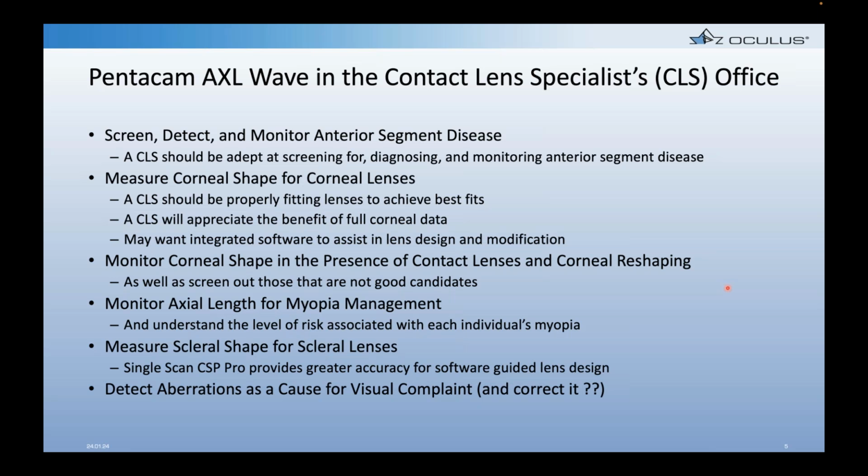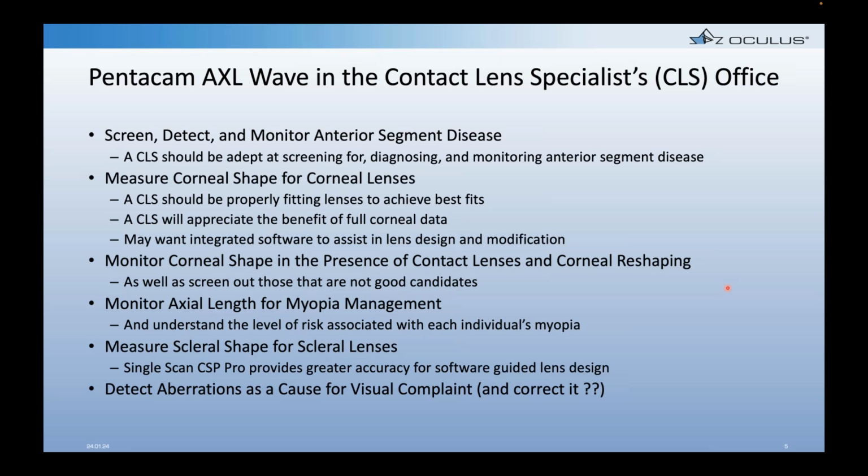Scleral topography has been around for a while now, and the traditional Pentacam units have had the CSP software, which has been great to have. AXL Wave goes a step further with the CSP Pro, and this is going to allow us in many cases to get a full 16 to 18 millimeters of scleral and corneal shape data with one scan. And being able to do it in one scan is really important because it does absolutely give us better outcomes, more predictable, reliable data when we don't have to stitch images together.